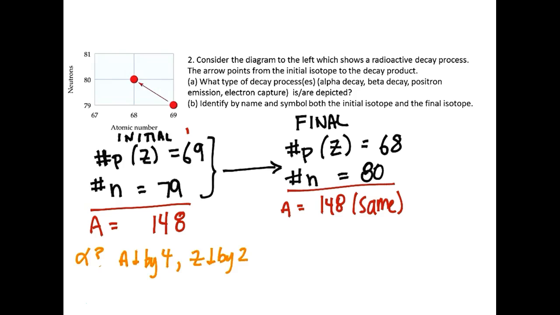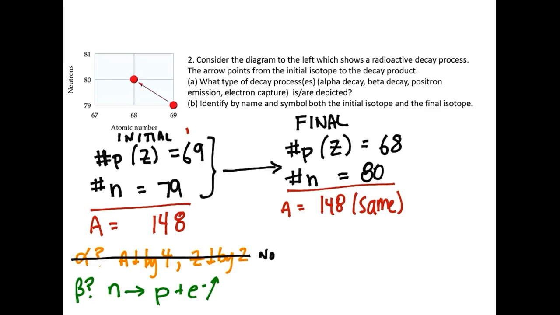Is this alpha decay? Alpha decay would result in the mass number decreasing by 4 and the atomic number decreasing by 2, because remember, an alpha particle is a helium nucleus. And that is not what's happening here, right? The mass number stays the same and the atomic number is going down by 1. So that's not true, no.